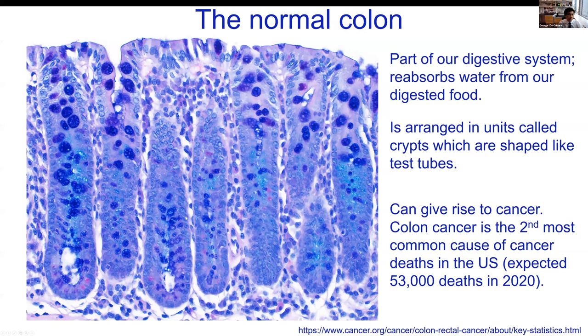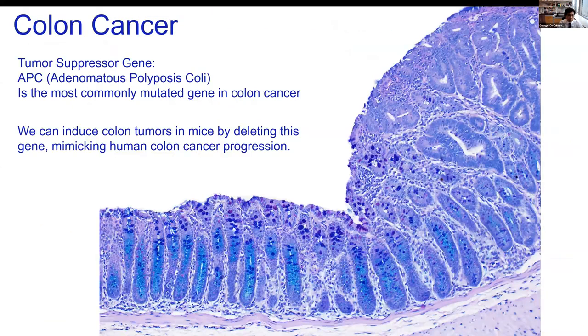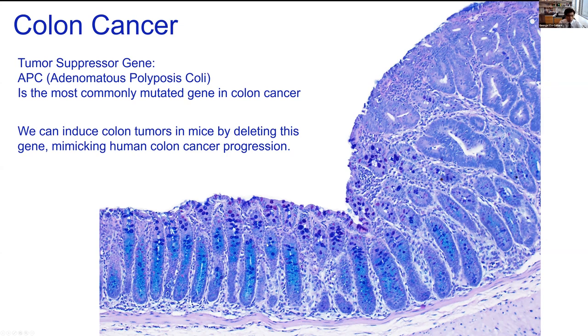Unfortunately, though, this tissue can give rise to cancer, specifically colon cancer. And colon cancer is still the second most common cause of cancer deaths in the United States, with an expected 53,000 deaths in 2020. And so colon cancer is actually something we can model in the lab. So here is a histologic image of a colonic tumor. And you can see on the left, there are the normal crypts that we just talked about, where they have the normal organization and the cells are respecting each other's borders, and they are undergoing the same normal process of stem cell renewal and differentiation.